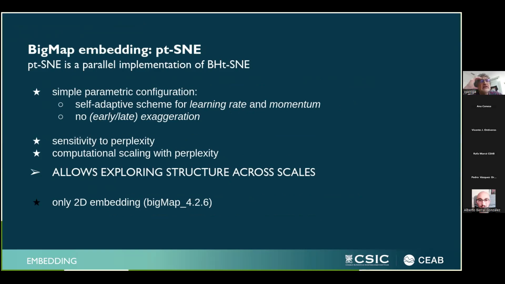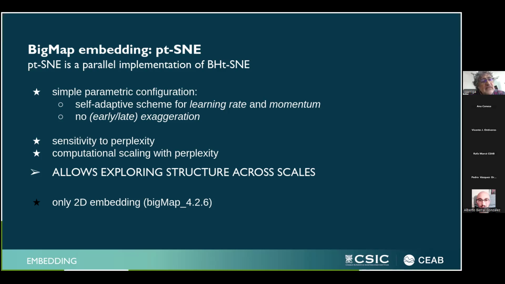How is the embedding implemented in BigMap? BigMap implements the PTSNE, which is a parallel implementation of the Barnes-Hut TSNE. With the benefit that the parametric configuration is really simple because we have developed self-adaptive schemes for learning rate and momentum, and we drop early exaggeration. We do not use it. So this simplifies the fine-tuning of the parameters of the algorithm.